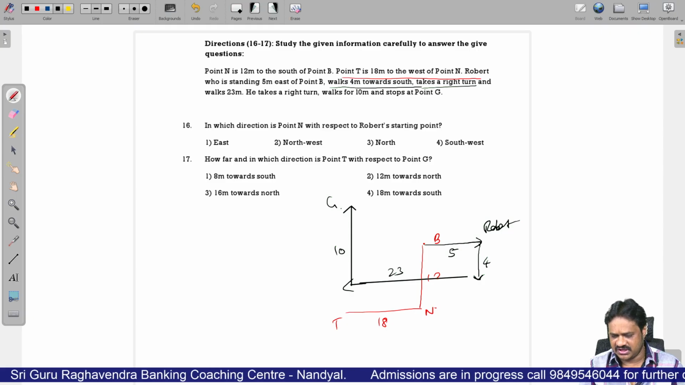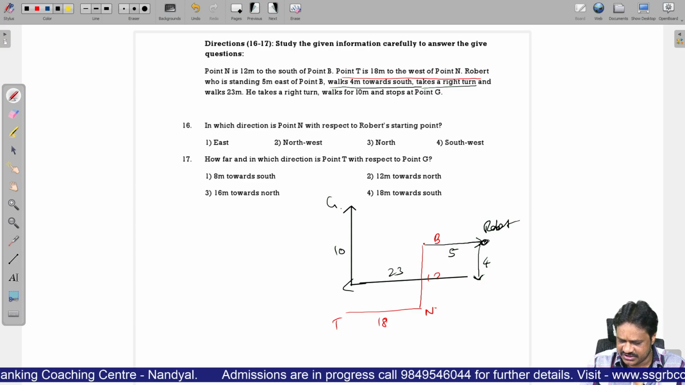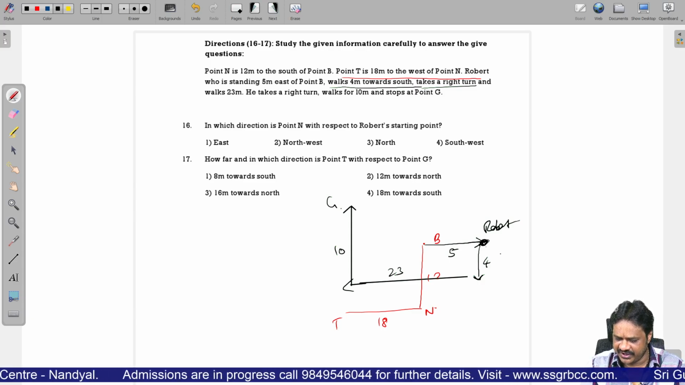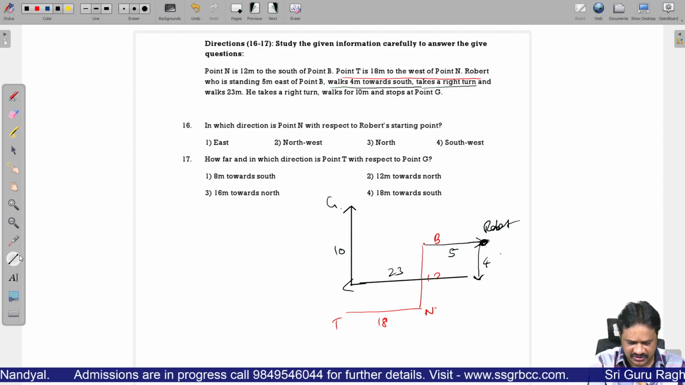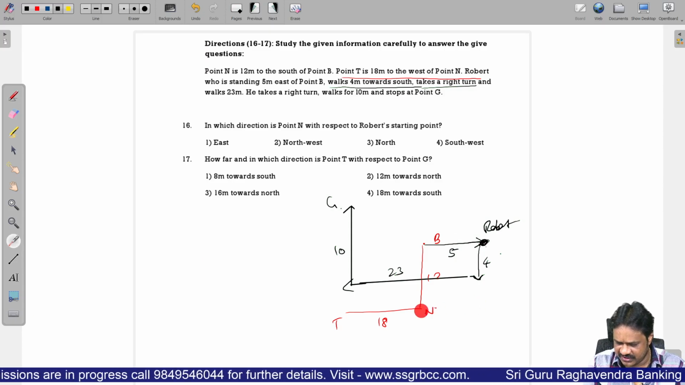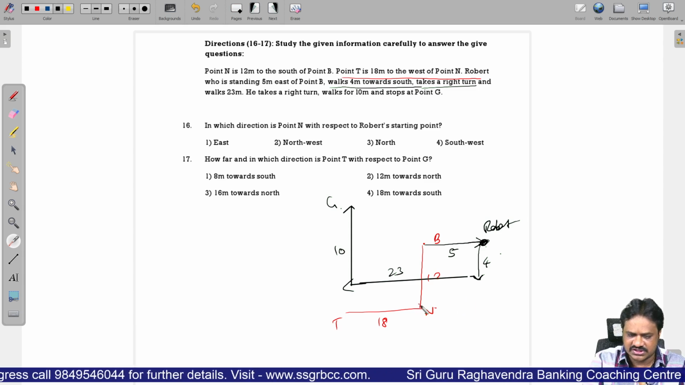Now let us answer the question. In which direction is N with respect to Robert's starting point? This is the starting point of Robert. From here, where is N? It is to the south and to the left side. So that is called the southwest direction.